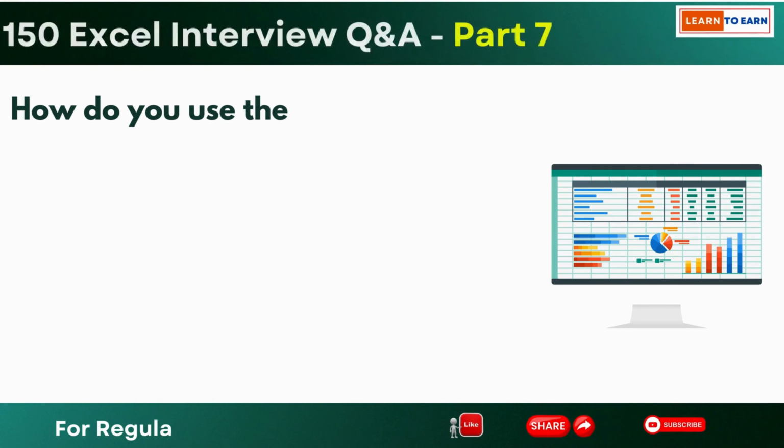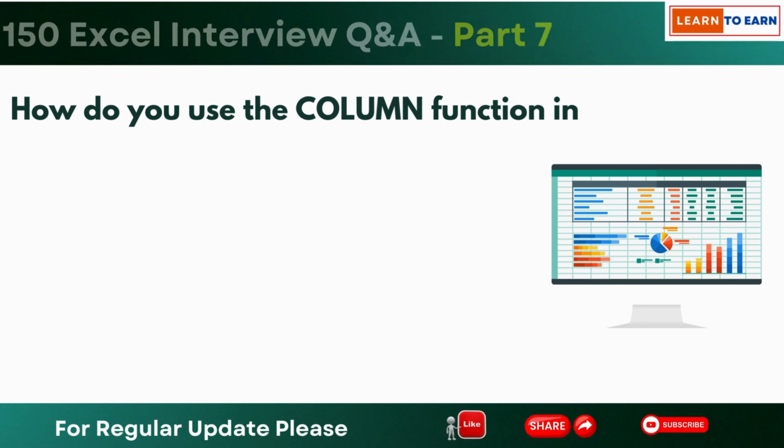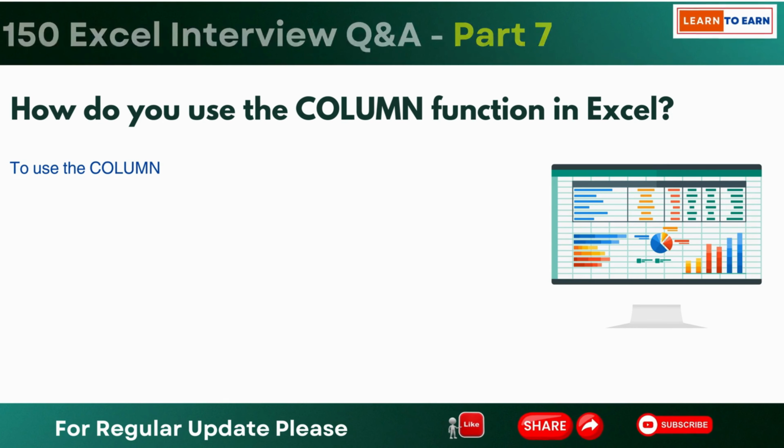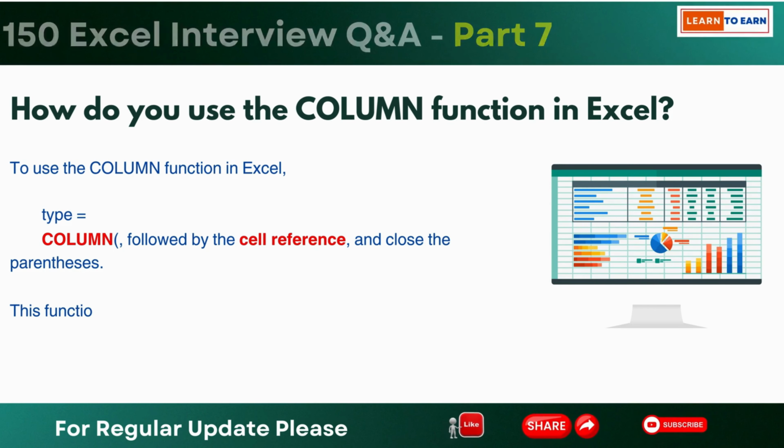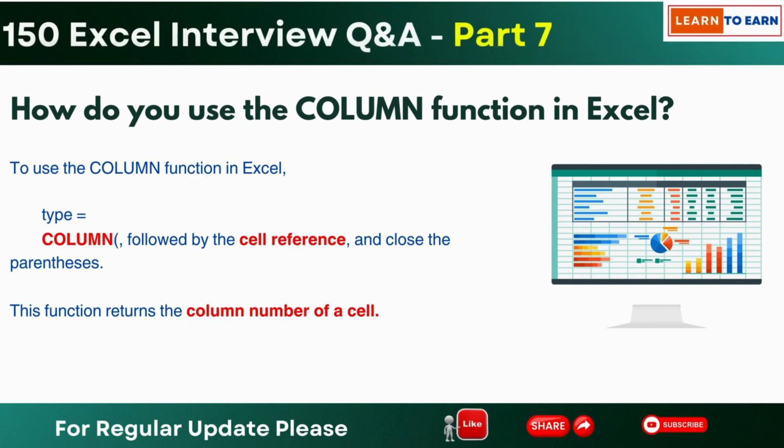How do you use the column function in Excel? To use the column function in Excel, type COLUMN followed by the cell reference and close the parentheses. This function returns the column number of a cell.